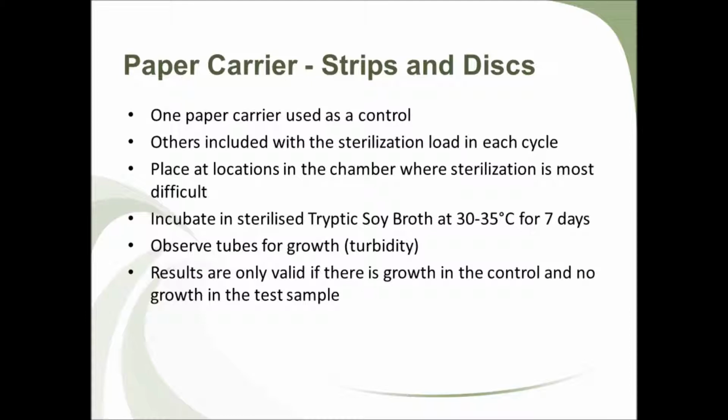After sterilization, the paper carrier is incubated in nutrient broth at 30 to 35 degrees Celsius for 7 days. The sterilization process is unsuccessful if there is turbidity in the tube, which implies bacterial growth. It is important to note that the results are only valid if the control strip shows growth.